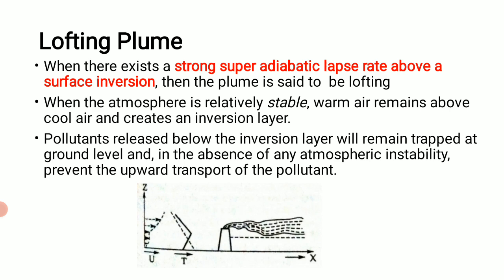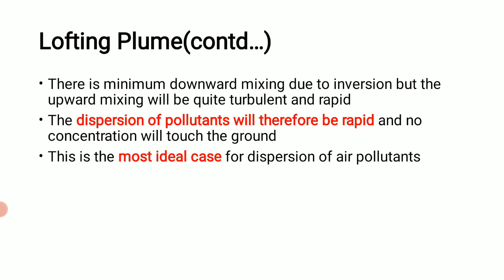Instead it will be mixed up only in the unstable atmosphere, in that unstable layer it gets mixed up. So there is minimum downward mixing up due to the inversion, but upward mixing will be quite turbulent. That is, if an unstable atmosphere is existing or a superadiabatic lapse rate is existing, there will be rapid mixing up of the pollutants. And if an inversion layer is existing, there will not be any mixing up. Okay, so the dispersion of pollutants will be rapid and no concentration will reach the ground. So this is considered to be the most ideal case for dispersion of air pollutants.